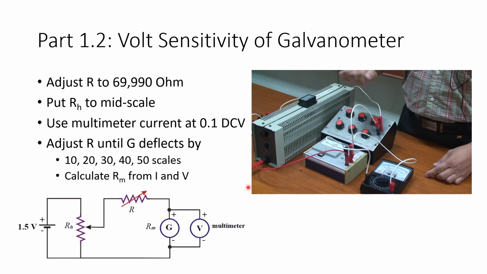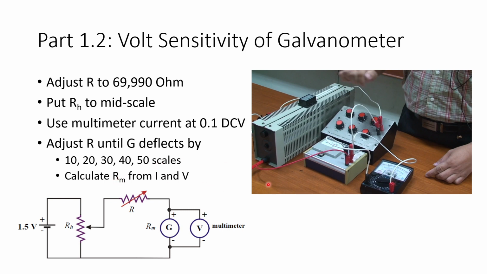In the second part, you're going to study the voltage sensitivity of the galvanometer. Again, you start from a high resistor and use the voltmeter, but in this case, instead of using an ammeter as part of the current, this time you are measuring the voltage across the galvanometer. The connection is similar, but instead of connecting in series with the galvanometer, you connect the voltmeter in parallel to the galvanometer, and set the scale to 0.1 DCV. Then adjust R until the scale of the galvanometer deflects by 10, 20, 30, 40, and 50 scale. From that scale, you can convert it into current.